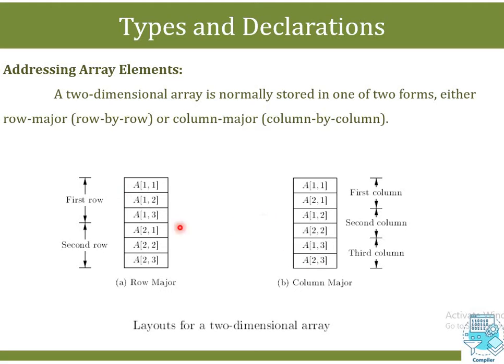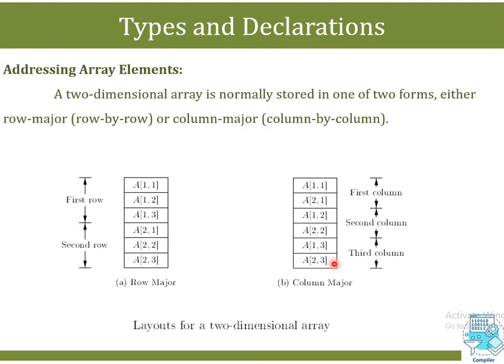You can just find the difference. Row major means the elements are stored row wise: the first row is stored, then the second row, then the third row, and so on. That is called row major. Column major means elements are stored column wise: the first column's values are stored, then the second column's, then the third column's. If it is stored like this, it is called column major.